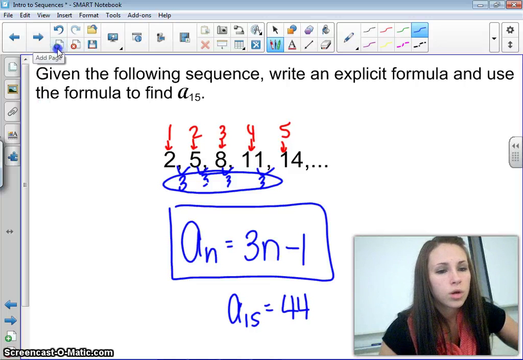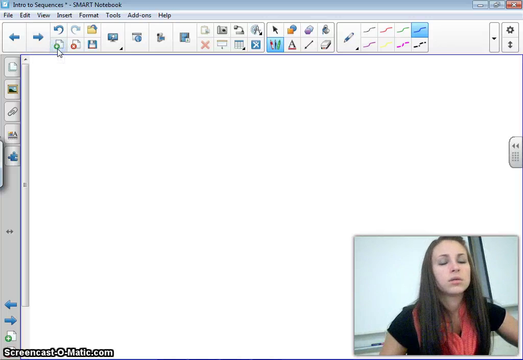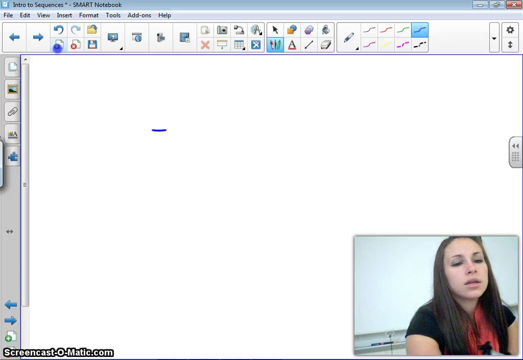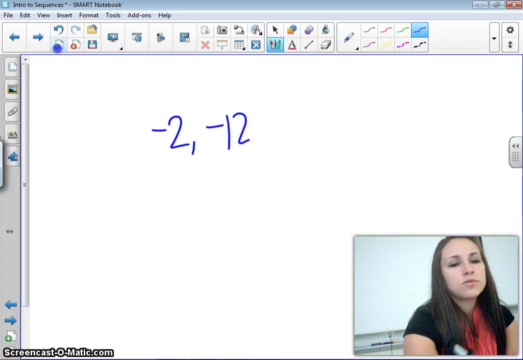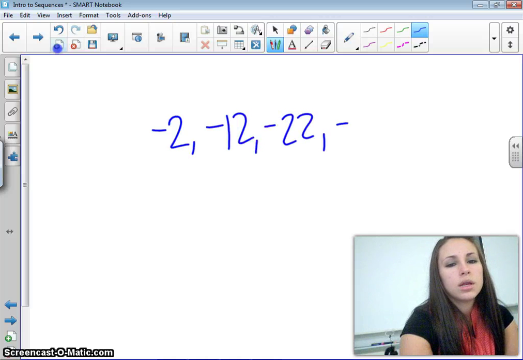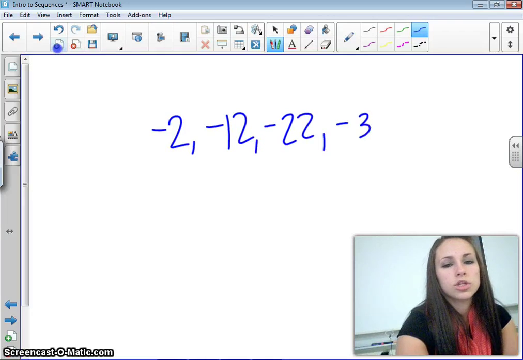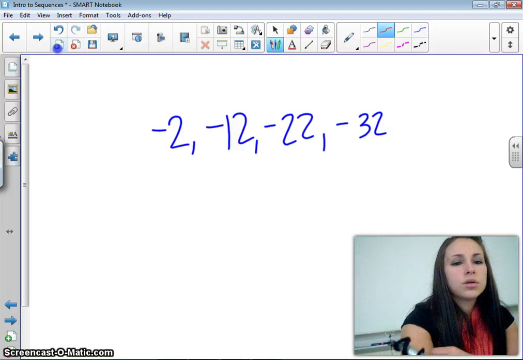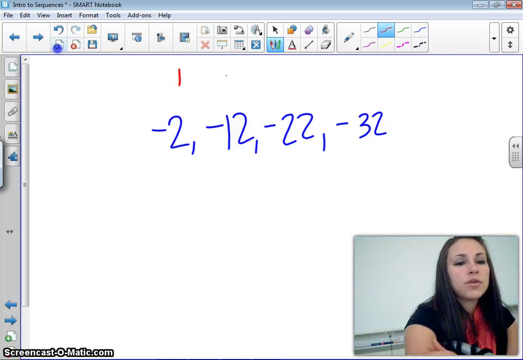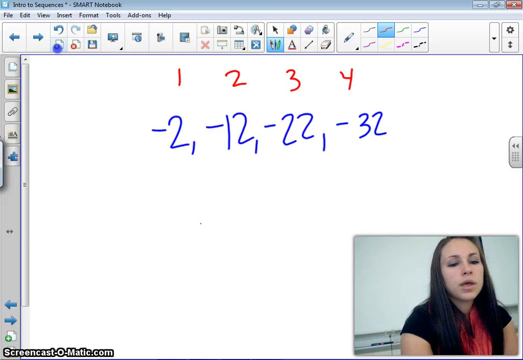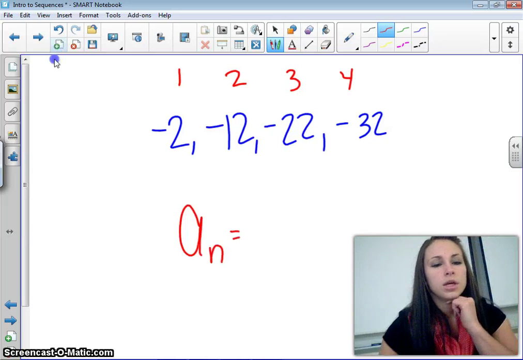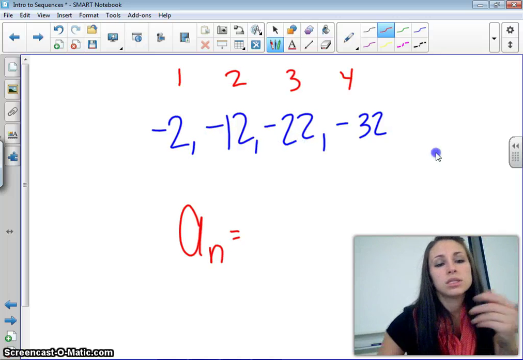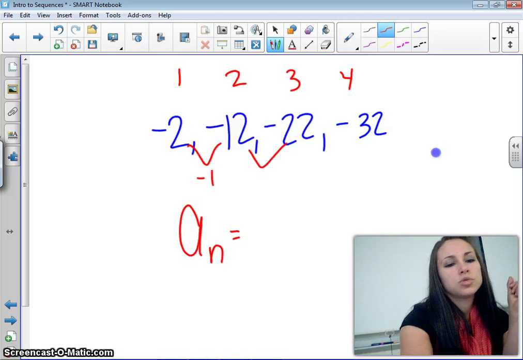I think I'll do one more, just to hopefully make it a little easier to see. So we want to write an explicit formula. I'm going to do one that is negative. So let's go negative 2, negative 12, negative 22, negative 32. I want to write an explicit formula for this sequence. This is my first term, second term, third term, fourth term. So I'm going to come down here and do An, and find what the pattern is between these numbers. This one's easy to see: all I'm doing each time is subtracting 10.